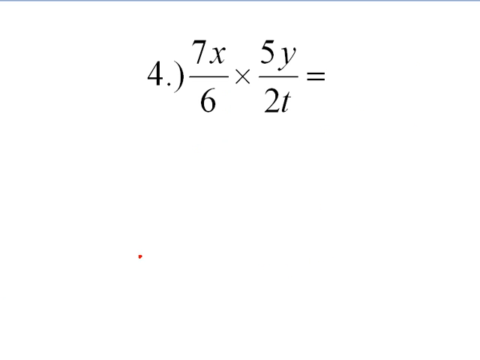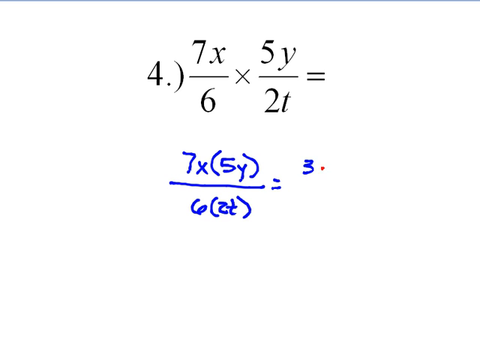Here's a simple one. 7x. So we just multiply across. So we'll put 7x times 5y and 6 times 2t gives us 35xy over 12t. So you see, we're just multiplying across.